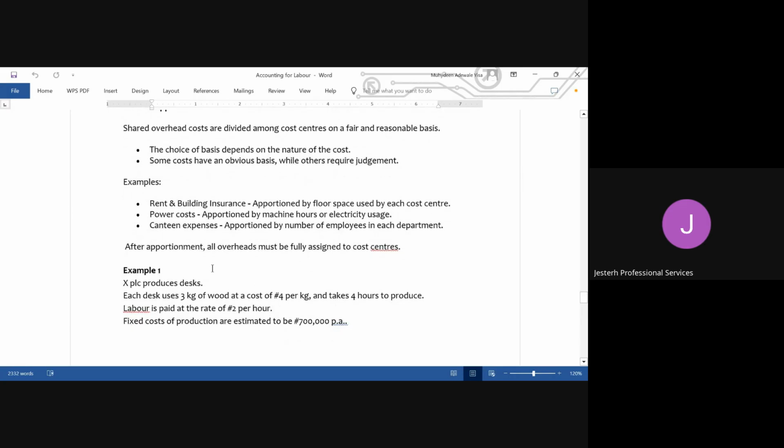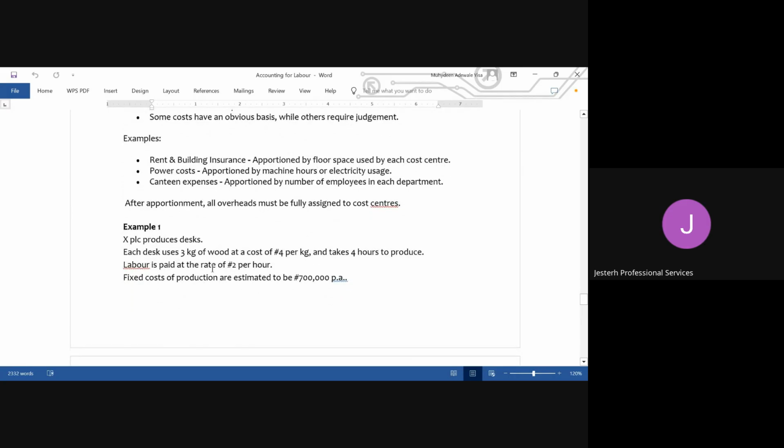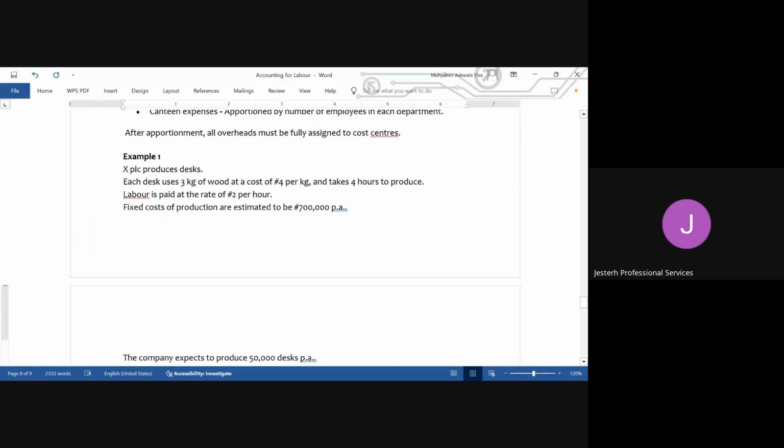So now let's do one scenario so that we will be able to understand what this absorption costing is all about. I want to see if I'll be able to use this, instead of moving it to Excel this time around. But let me see how it's going to be. So now, example 1.